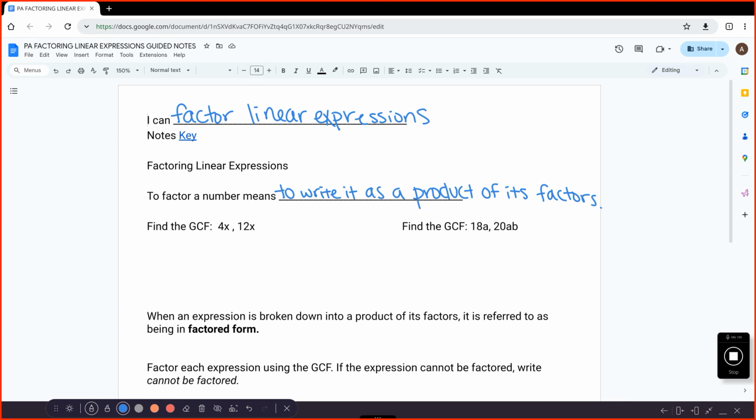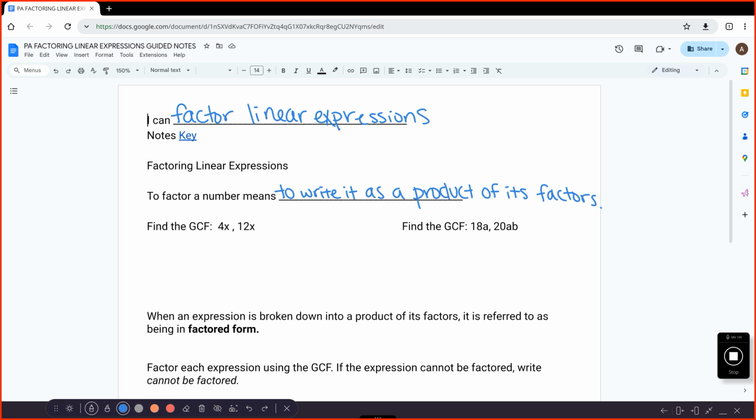So what does that mean? That means, well, first you should know what a factor is, right? A factor is what number times another number will get that number. So in other words, if we look here at our first example where it says find the GCF of 4x and 12x, it's asking you for the greatest common factor. So what is a factor that goes with both of those? So what's the biggest number that can be divided into 4 and 12?